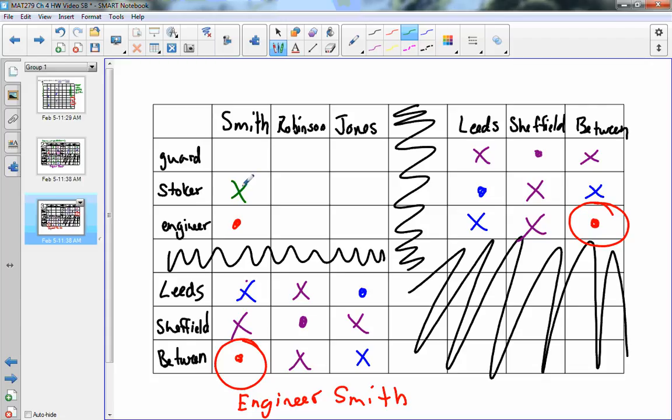Right? So we could make the assumption that because Robinson lives in Sheffield and the guard lives in Sheffield, Robinson has to be the guard. And because Jones lives in Leeds and the stoker lives in Leeds, Jones has to be the stoker. So it all depends on what assumption you're making with this problem. And that's really why I wanted to talk through it, because those different assumptions draw you to different conclusions.